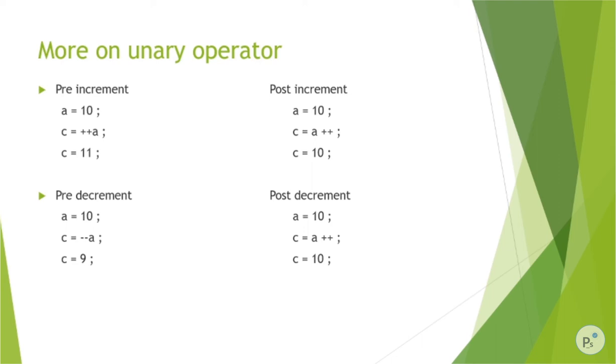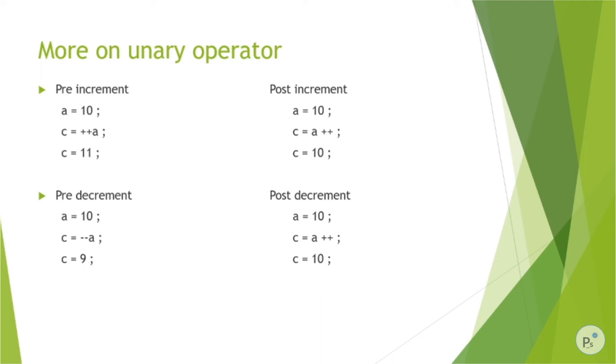What we have done here is c equal to plus plus a, so we are talking about pre-increment. The operator is coming before the variable, that's why it is called pre-increment. C equal to plus plus a, so it will increment the value of a first, and then store it in variable c. So c contains value 11, basic.